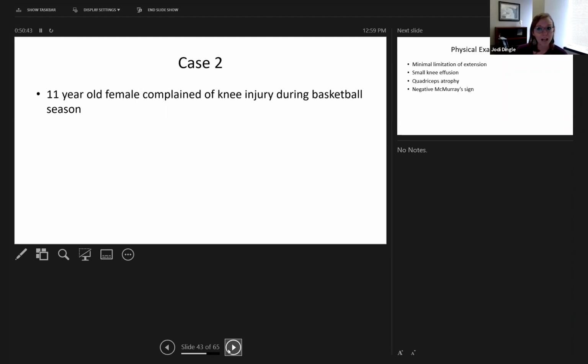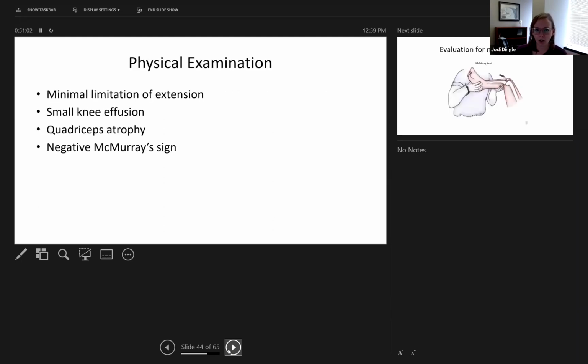All right. Case 2 is an 11-year-old girl who's been complaining of knee pain during basketball season. She says, I don't really remember exactly what happened. Maybe I twisted my knee one day, but it started hurting, and I can't extend it all the way. So you see her on exam, you're right, you can't extend your knee all the way.